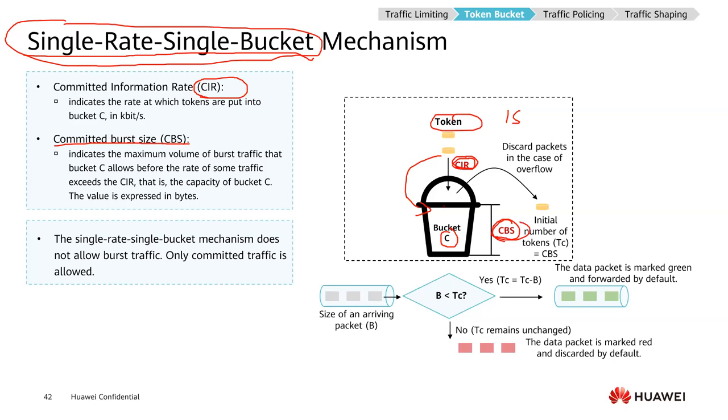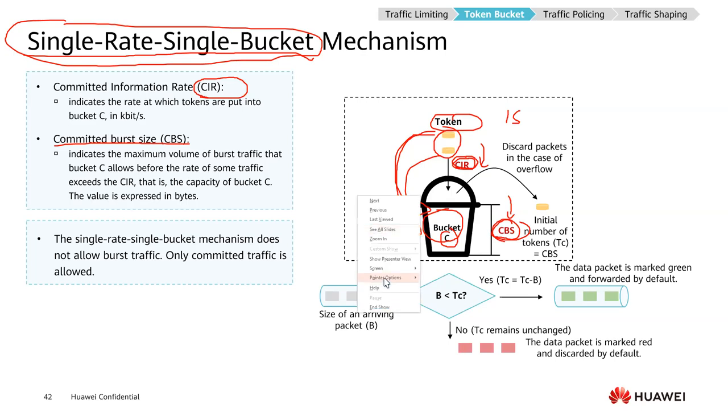Here is a little bit of a question. We already have the CIR. We already know that in 1 second how many tokens will be put into the bucket. Why must the bucket have a size, the committed burst size? Why do we need this? Why do we need the size of the bucket?